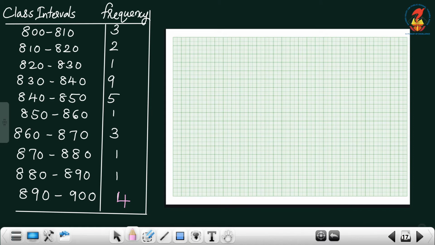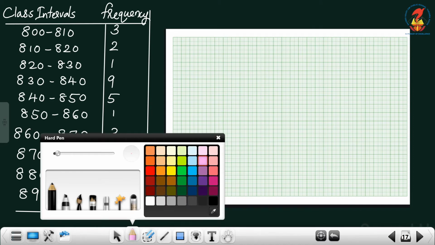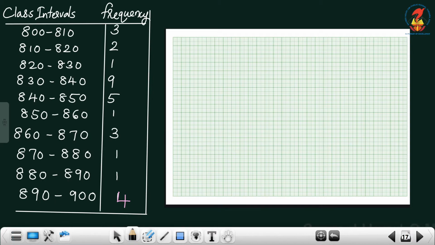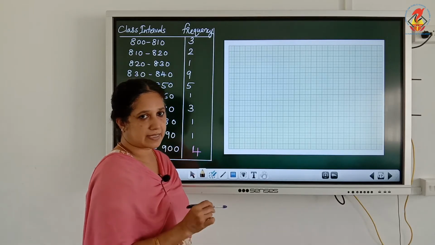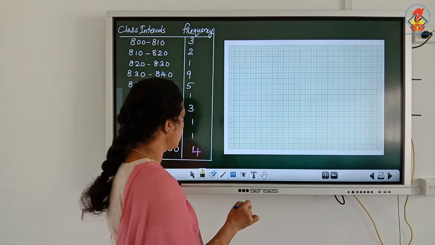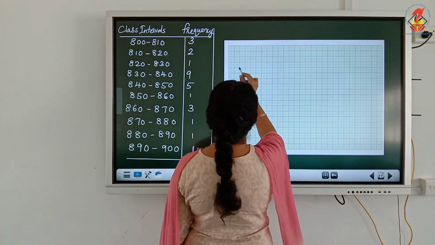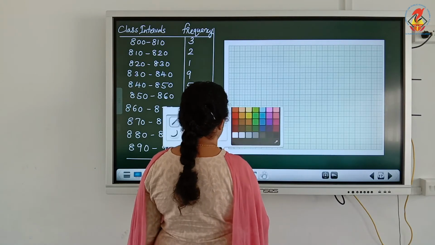So I wrote the values. Then again we have to draw the histogram. In order to draw the histogram, first we have to draw the axes, the x-axis and y-axis, the horizontal axis and the vertical axis.